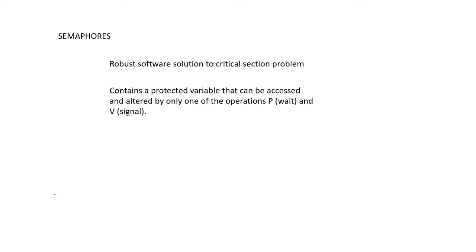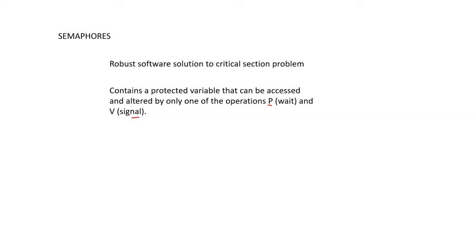So semaphore provides a software solution to the critical section problem, or you might say that semaphore is a mechanism to implement mutual exclusion. That is, whenever a thread or a process proceeds to update a shared variable, all other threads or processes are excluded from doing it simultaneously. So it contains a protected variable that can be accessed and altered by only one of the operations, a P operation or a wait operation, and a V operation or a signal operation.